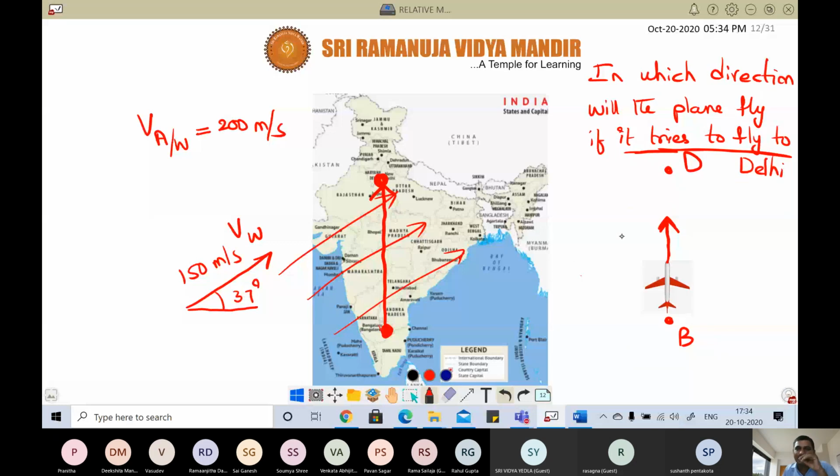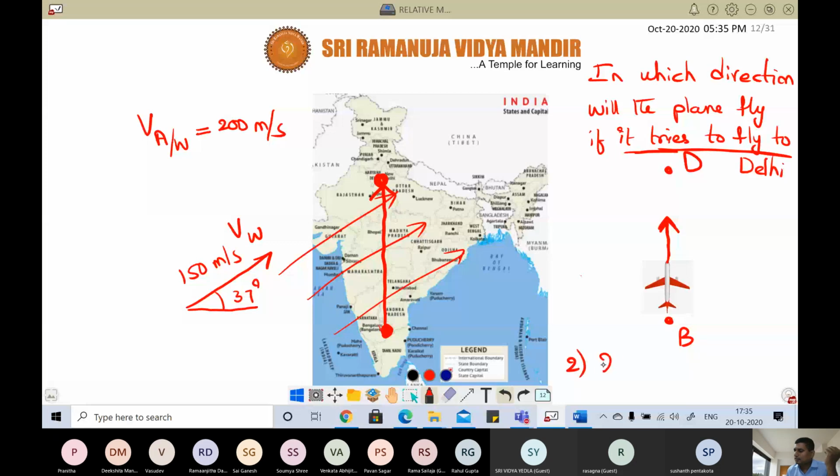So that means definitely if he tries to move towards Delhi, because the pilot wants to move towards Delhi, but now he understood that he cannot reach Delhi. Now tell me, next question. Can you help him in which direction the pilot should fly so that he will reach Delhi? That is the next question.